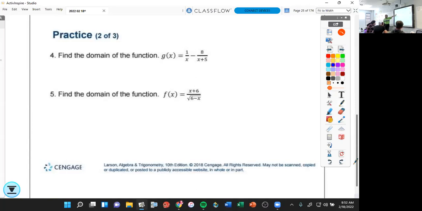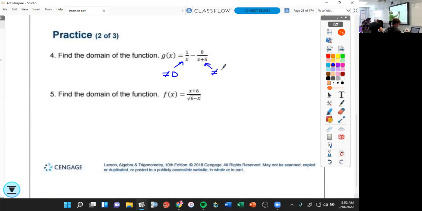In this case, I'm dividing twice, right? So I know that this guy right here can't be 0. And I know that this guy right here can't be 0, correct? I'm talking about the denominator as a whole. That denominator can't be 0. That denominator can't be 0. Which means I have x can't be 0. I have x plus 5 can't be 0.